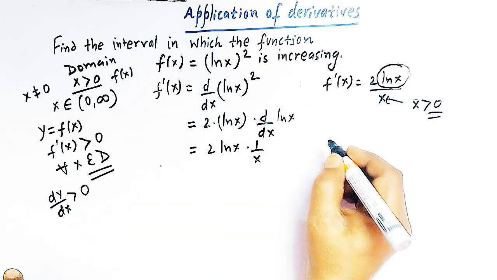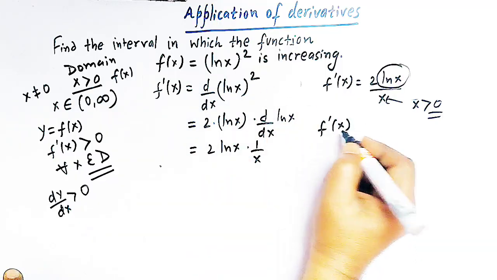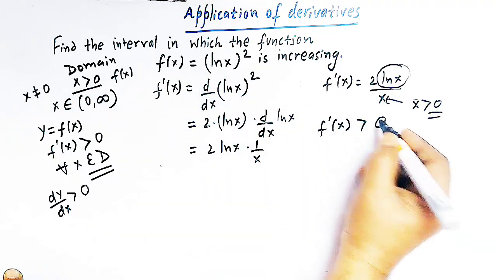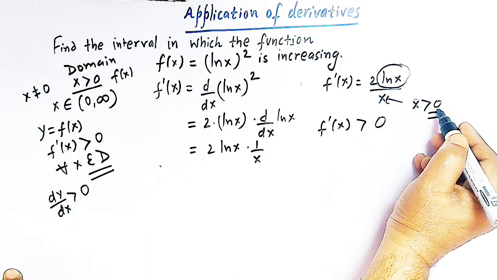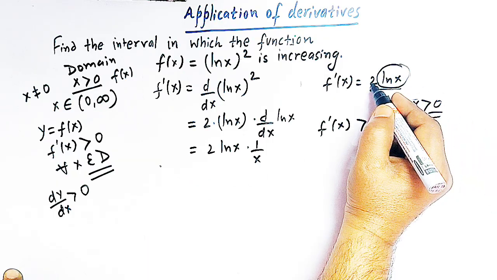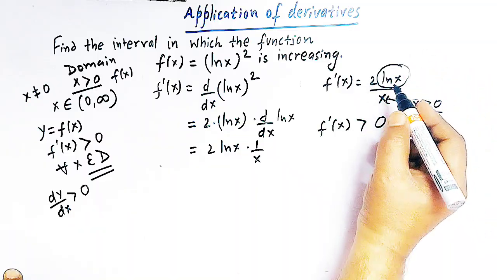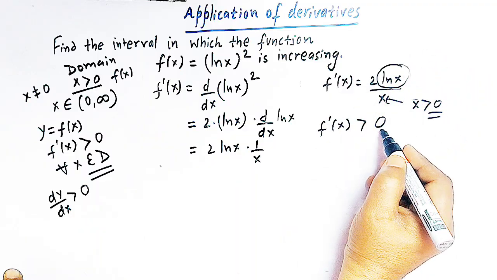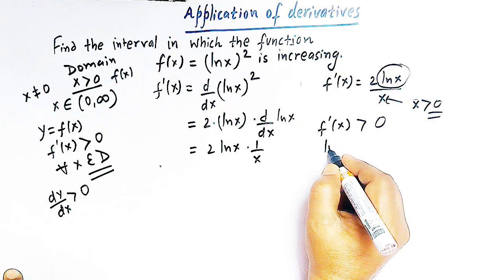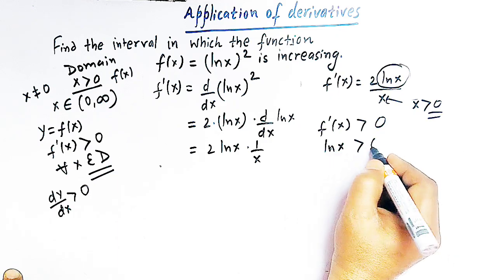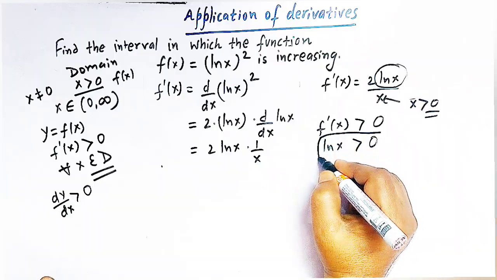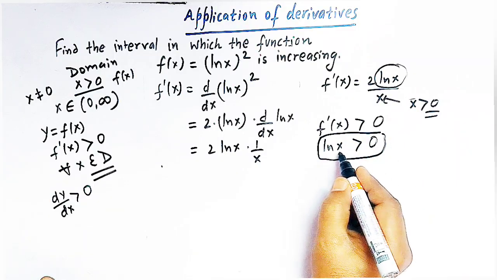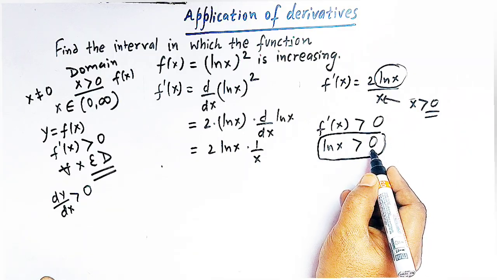This function is said to be increasing if f prime of x is greater than 0. Now x is already greater than 0, and we have 2, which is positive. So f prime of x is greater than 0 if natural log of x is greater than 0. Now we have to solve this inequality, natural log of x greater than 0.